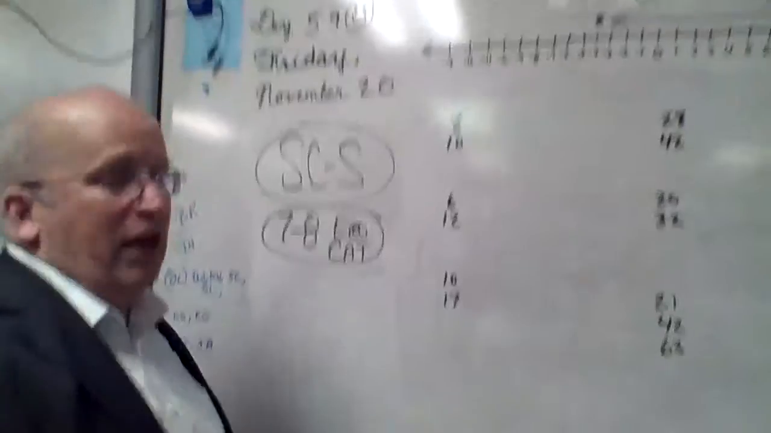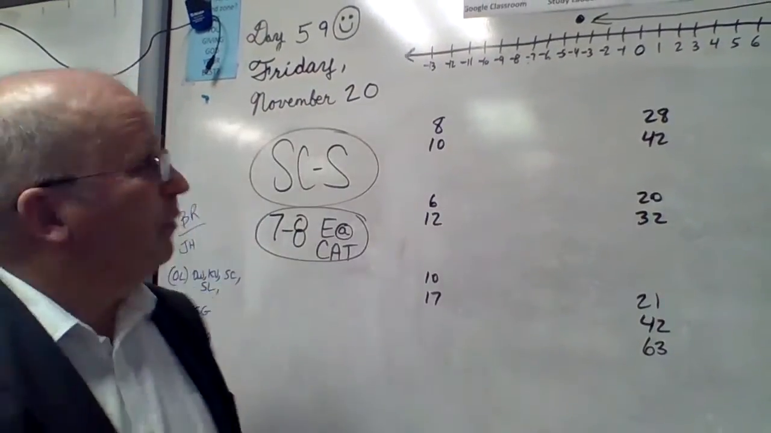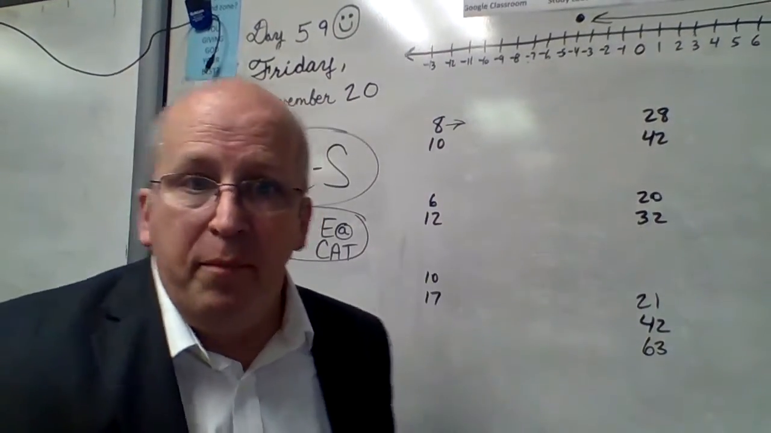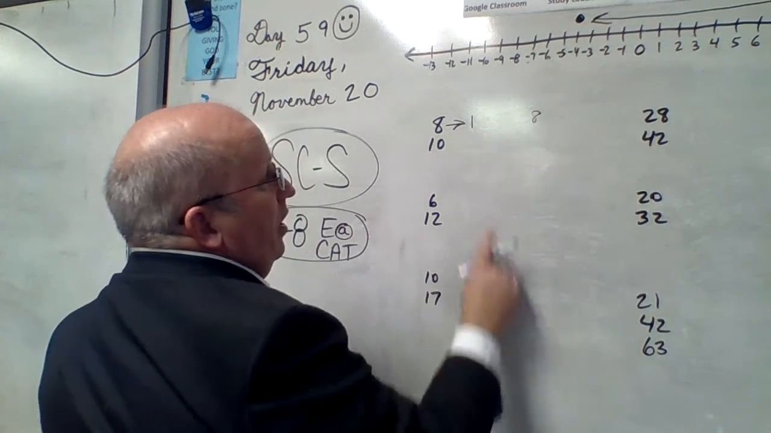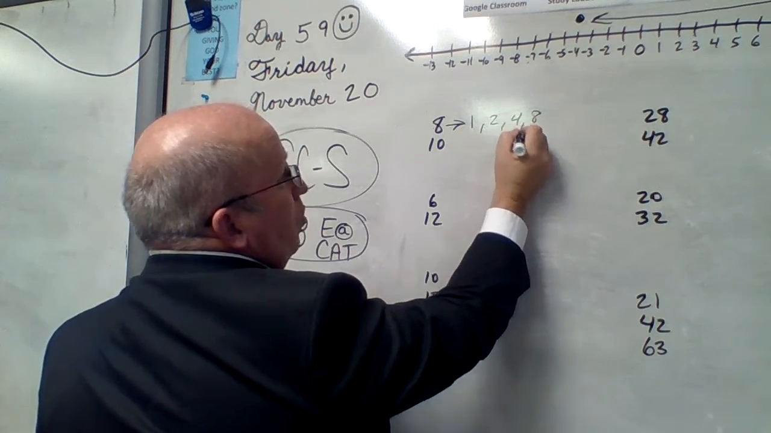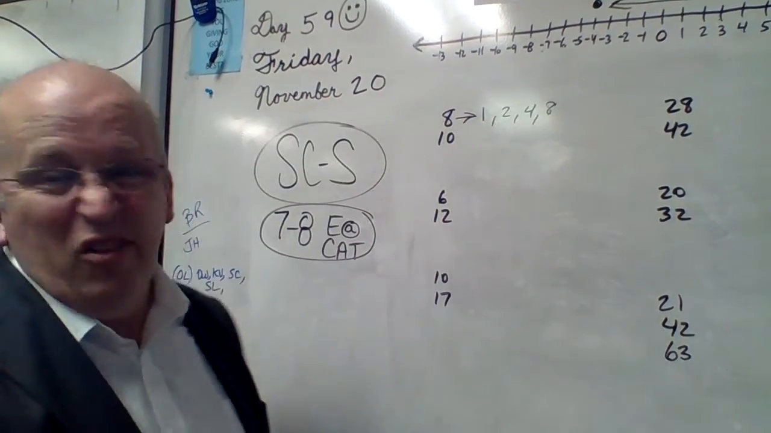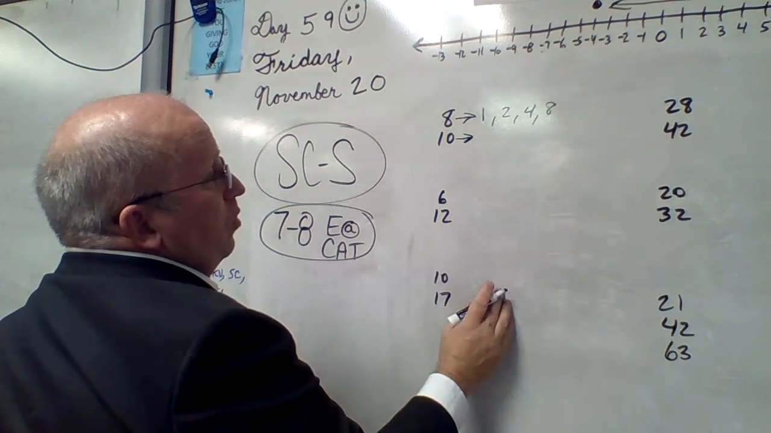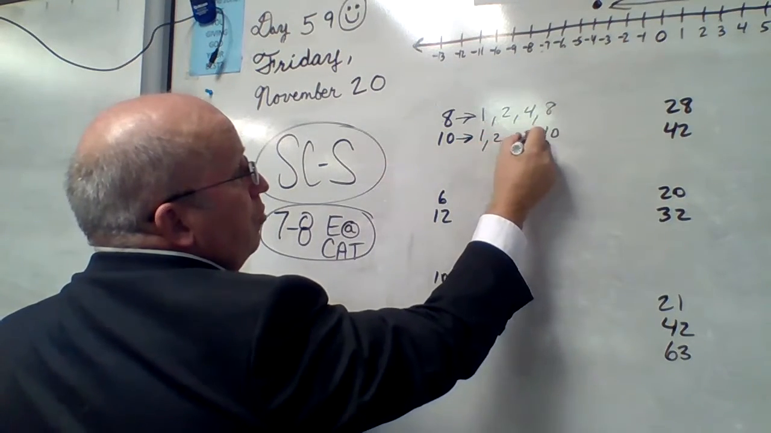So let's take a look at 8 and 10. Method 1. I'm going to list all the factors of 8. And when I say all the factors of 8, I mean give me all of the numbers that multiply together to make 8. I'm thinking 1 times 8 is 8, but I'm also thinking 2 times 4 is 8. You'll notice I try to put them in order from smallest to largest. It makes things easier. What about the factors of 10? How about 1 times 10 and 2 times 5?